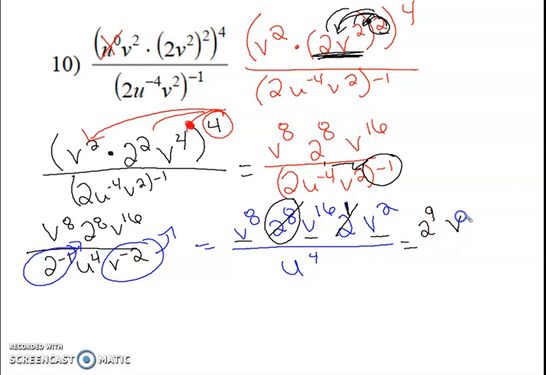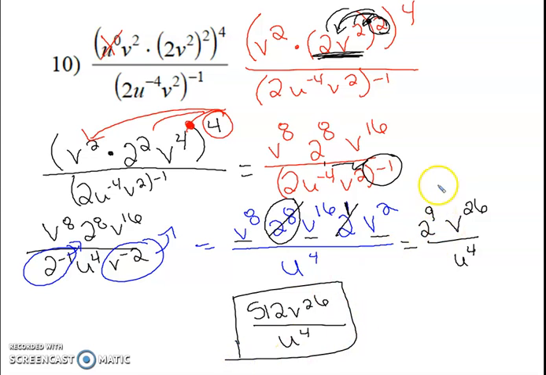And since there are no parentheses, I'm just adding. So v to the 26, sorry, v to the 26th over u to the 4th. Then if you do 2 to the 9th on your calculator, it's 512 v to the 26th over u to the 4th. That's the final answer.